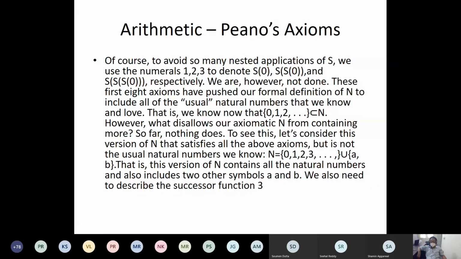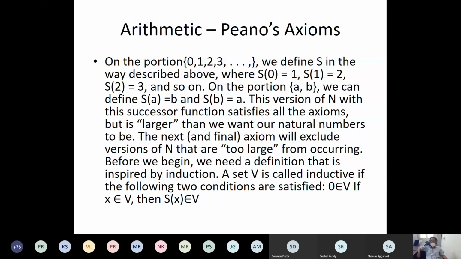We also need to describe the successor function. On the portion 0, 1, 2, 3, etc., we define S in the usual manner. S0 equals 1, S1 equals 2, S2 equals 3, and so on. On the portion A, B, we can define SA equal to B and SB equal to A. This version of n with this successor function satisfies all the axioms, but is larger than what we want our natural numbers to be. So the next and final axiom will exclude versions of n that are too large from occurring.